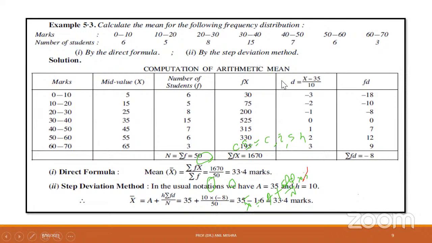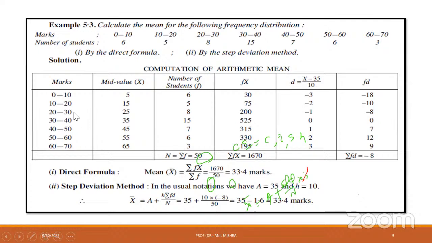What I say, we have to write down the deviation d: midpoint minus assumed mean divided by class interval. I take x as the midpoint, right? And 35, we take as the assumed mean. Always take the assumed mean from the middle of the series, right? If it is odd, we can find a middle. If it is even, we don't have a single middle of the series. We can take any one of the two middle values, right?